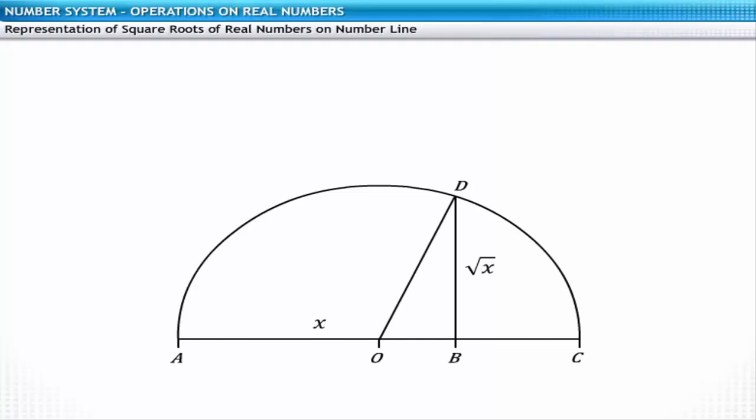Let's join the points O and D. Here the triangle OBD is a right angle triangle. Now OD is equal to OC, which are the radii of the circle. Since O is the midpoint of AC, OD is equal to AC divided by 2, which is equal to x plus 1 divided by 2.